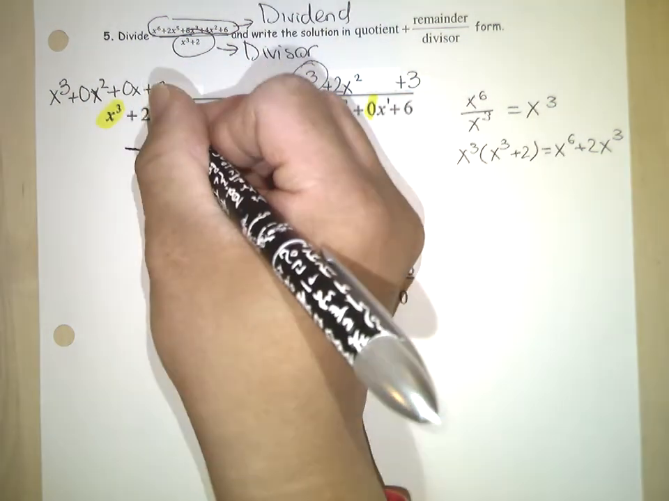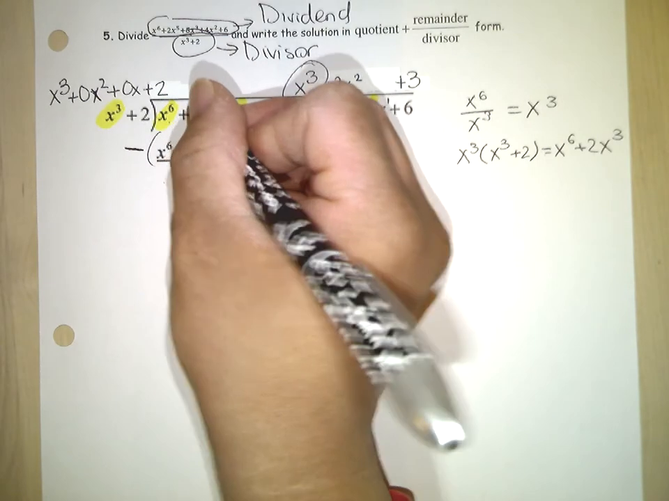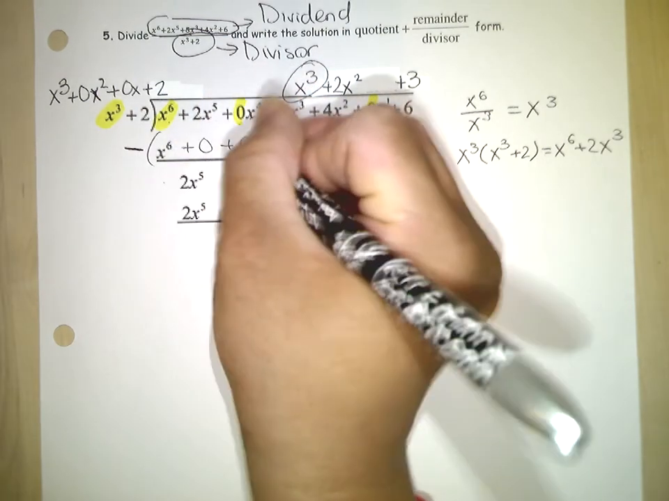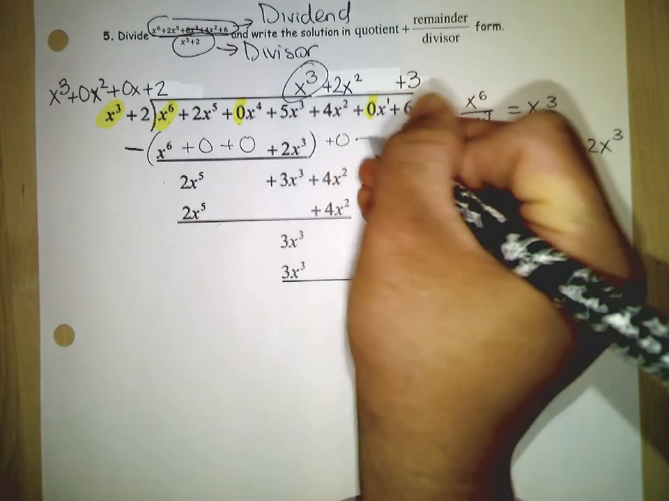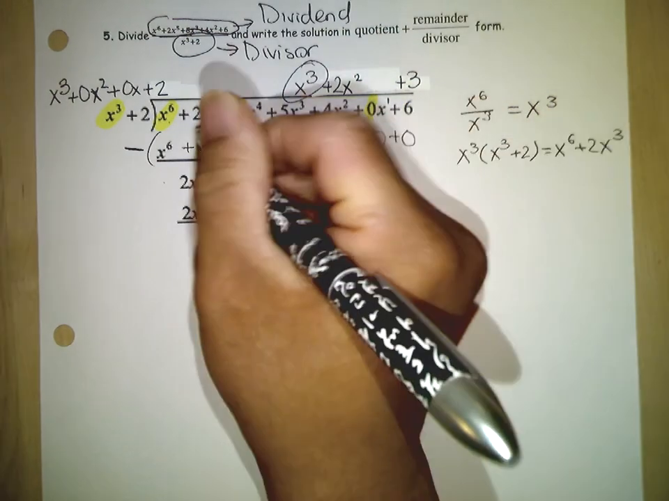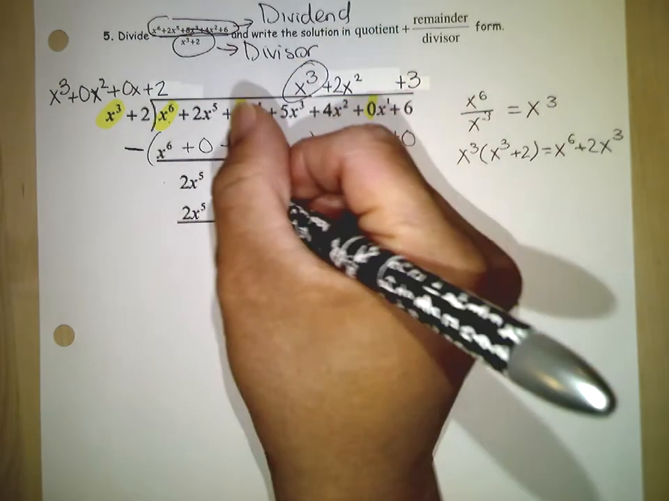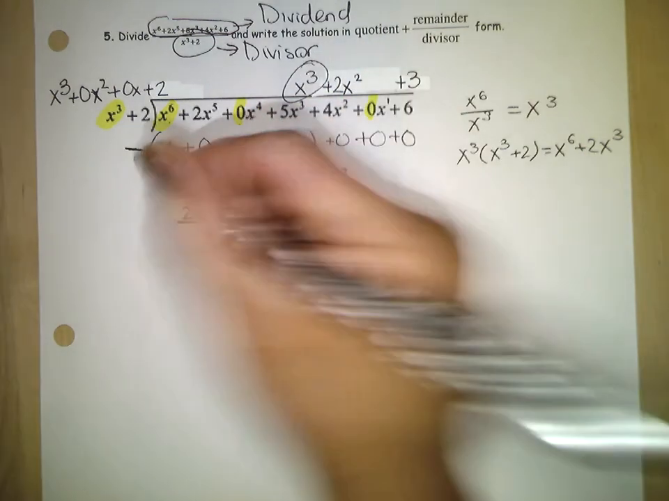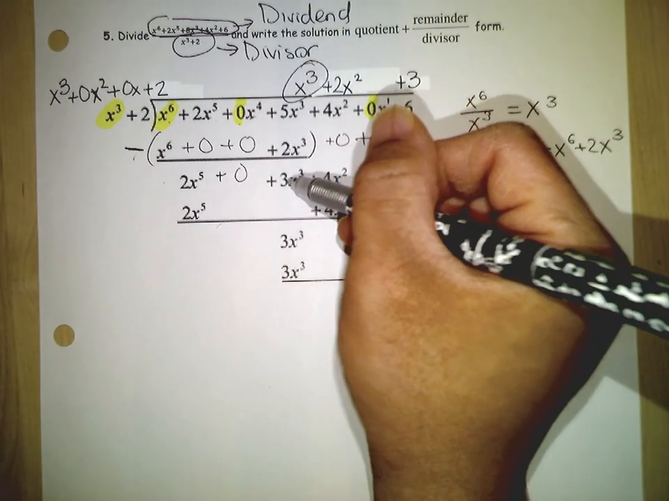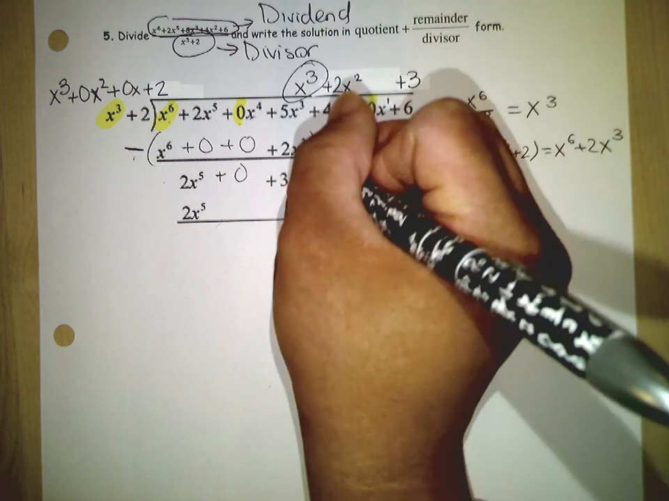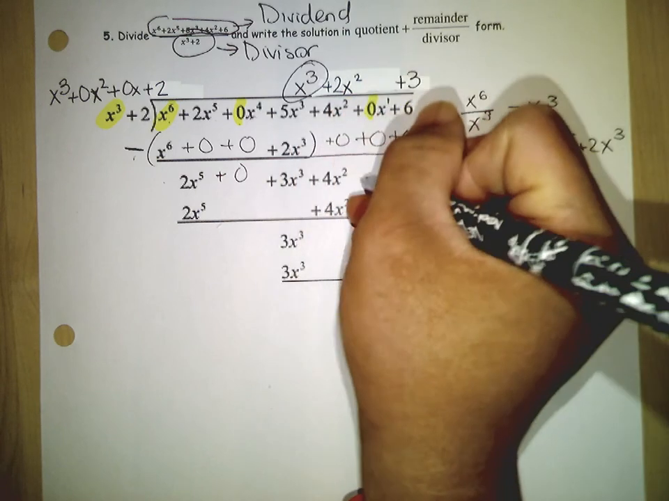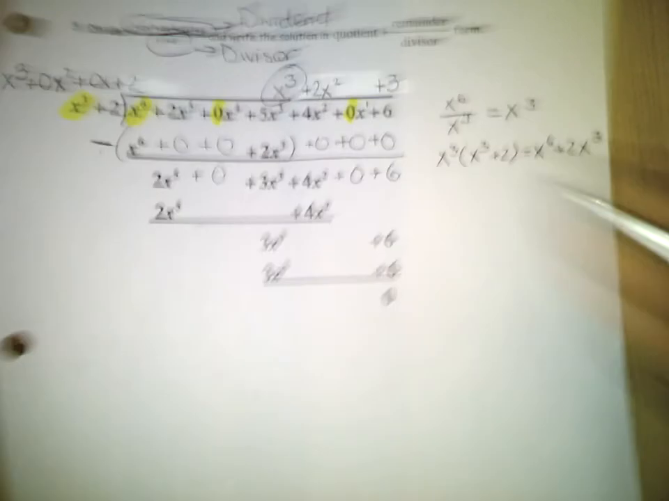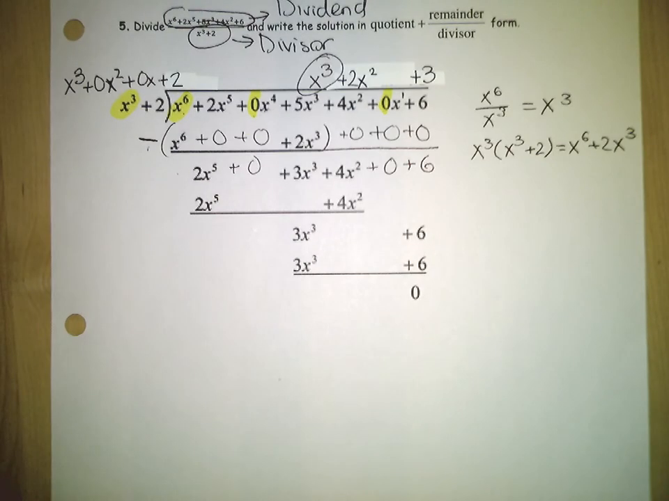So x to the 6th minus x to the 6th is 0. 2x to the 5th minus 0, so this is plus 0, plus 0, plus 0, is 2x to the 5th plus 0, then 5x to the 3rd minus 2x to the 3rd is 3x to the 3rd, then of course these are all plus 0, so I can bring all of the rest of the terms down. All right.